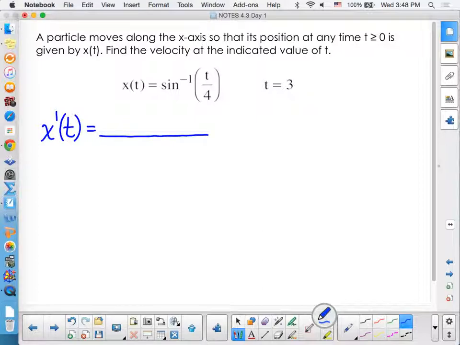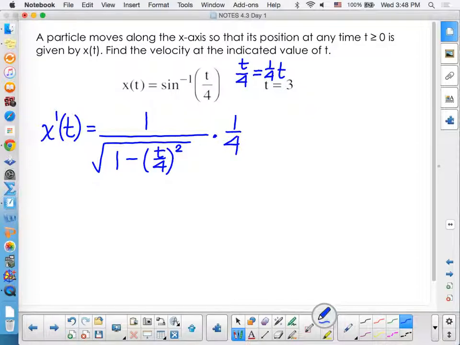If you want to try to pause the video and come back to it after you've checked yours, go ahead. So we'll have 1 divided by square root of 1 minus our t over 4 squared. Then we need to multiply by the derivative of the t over 4. Might help you to think of t over 4 as being 1/4 t, so that you can see that its derivative is 1/4. So as I move through, I'm going to have a 4 in the denominator.